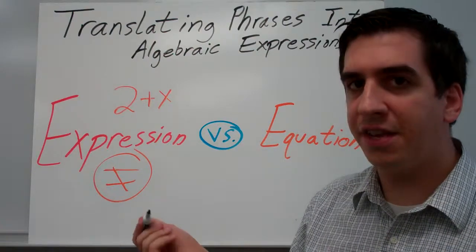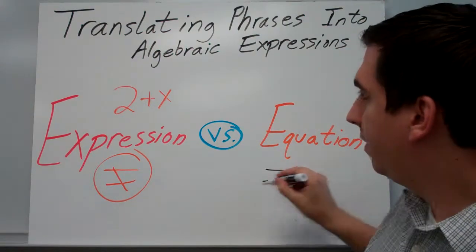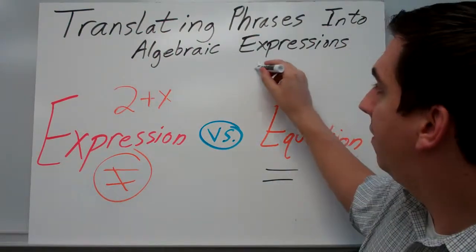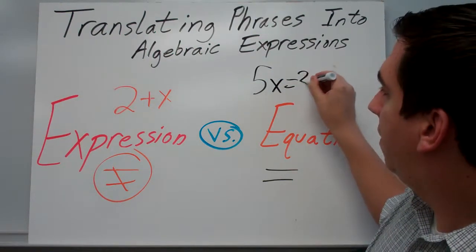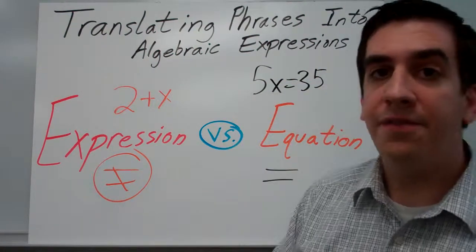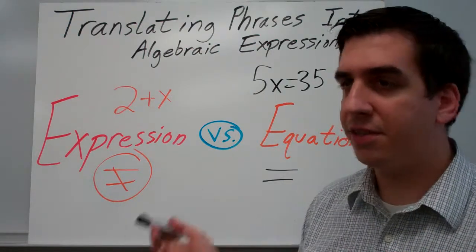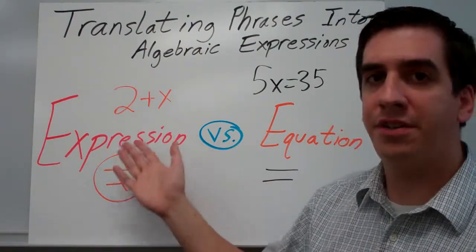An equation does have an equal sign. An equation might be like 5x equals 35. Now there's something to solve here. Over here, an expression, nothing to solve.